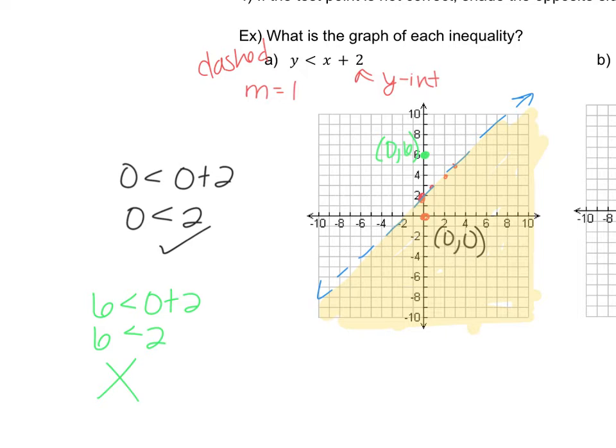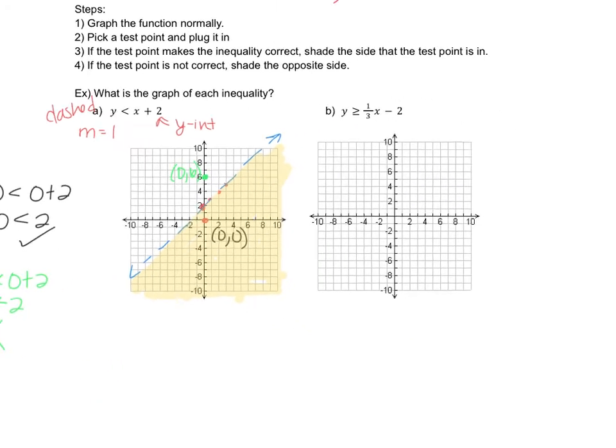If you need to pick a different point, you can. It's not a big deal, but just pick 0, 0 if you can, if it's not on the line, because it's going to make your life easier.